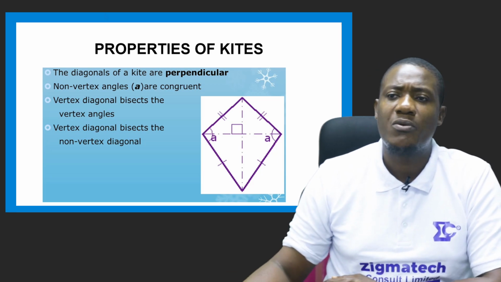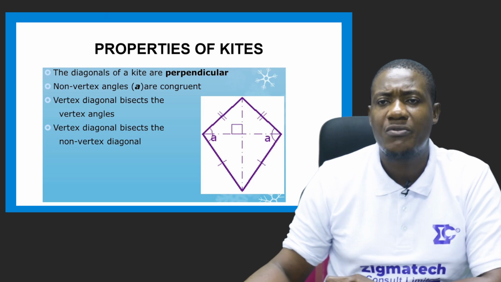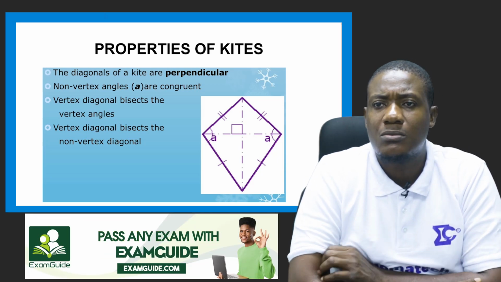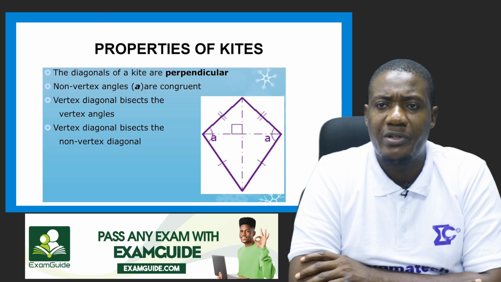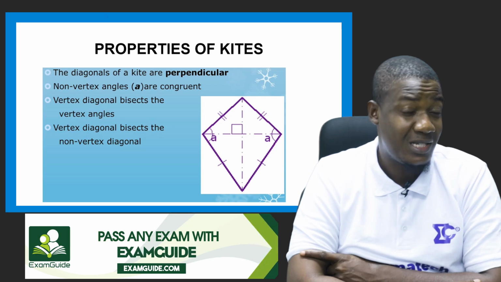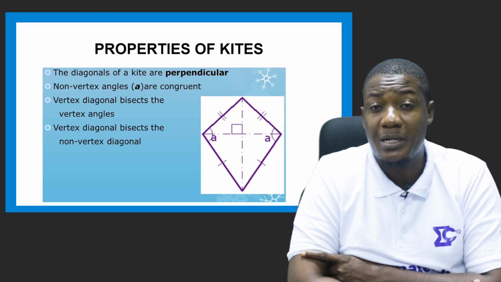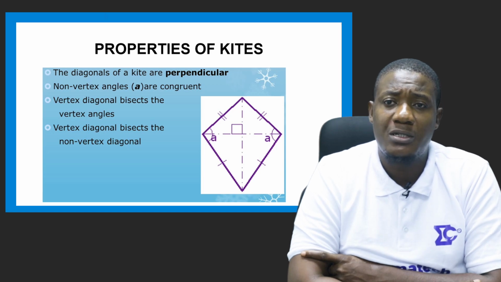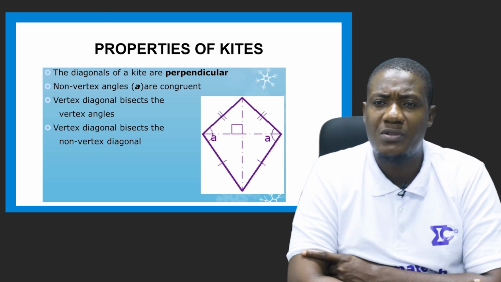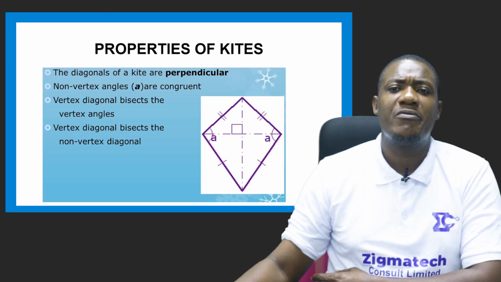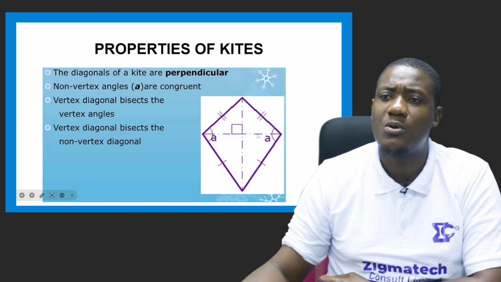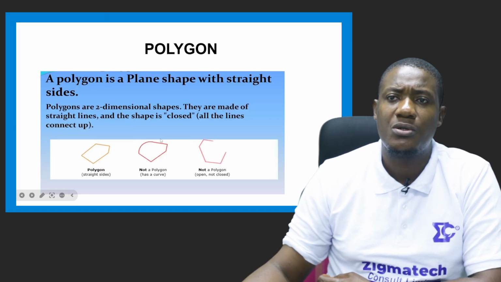Okay? The diagonals of a kite are also perpendicular, just like what we have in a rhombus. Okay? No vertex angles are congruent. Vertex diagonals bisect the vertex angles. I hope you understand what that means. Bisection means it divides it into two equal parts. So the vertex diagonals bisect the angles into two equal parts. We should take note of that. Okay? Vertex diagonals bisect the non-vertex diagonal. They divide them into two equal parts, like we have here.